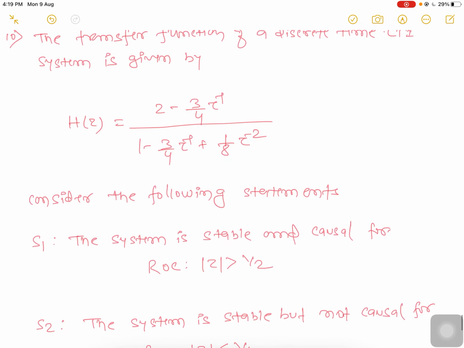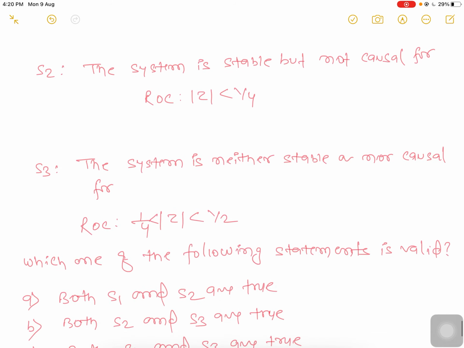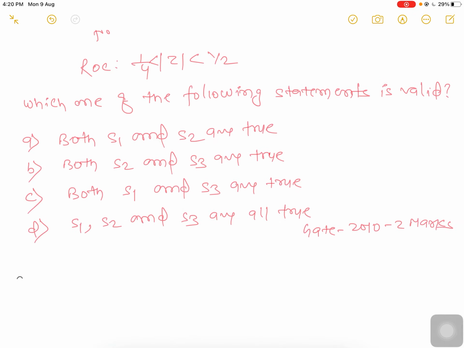Now comes to next question. The transfer function of a discrete LTI system is given by H(z) = (2 - 3/4 z inverse) upon (1 - 3/4 z inverse + 1/8 z inverse square). Consider the following statements. S1: The system is stable and causal for ROC mod z greater than 1 half. S2: The system is stable but not causal. S3 also; we have to check it. Okay, so solution is given.